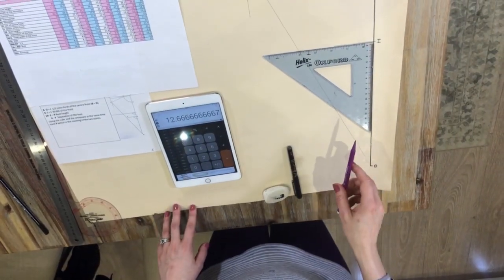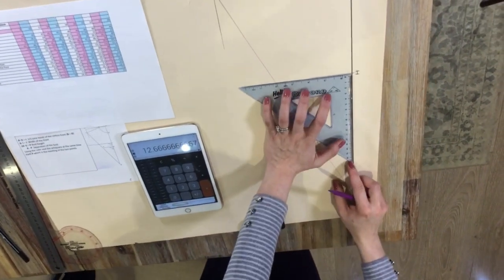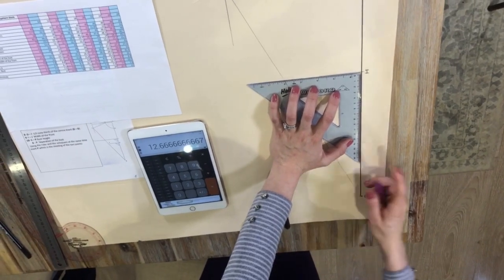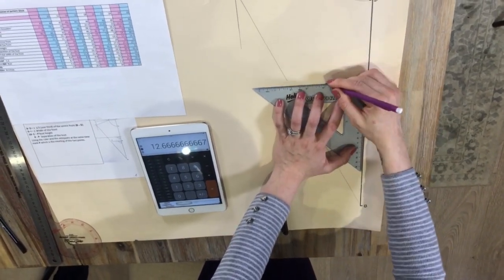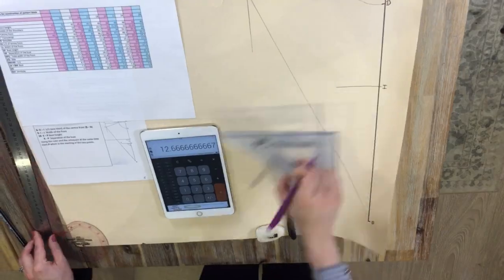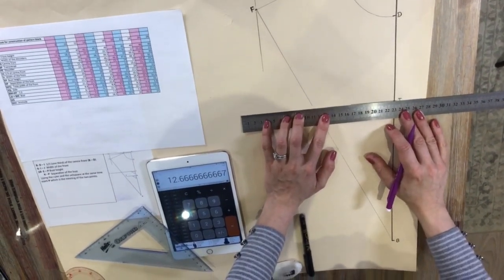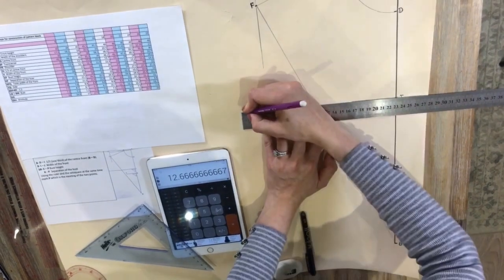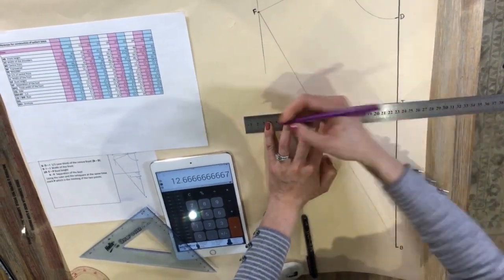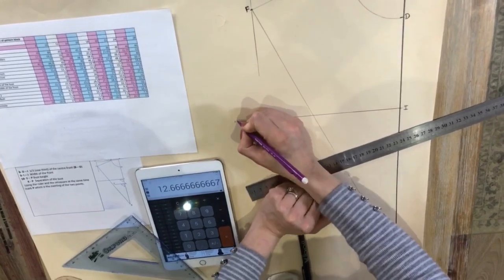With the set square, draw a line from I to J. This line will be the width of the front. So I to J is 23.